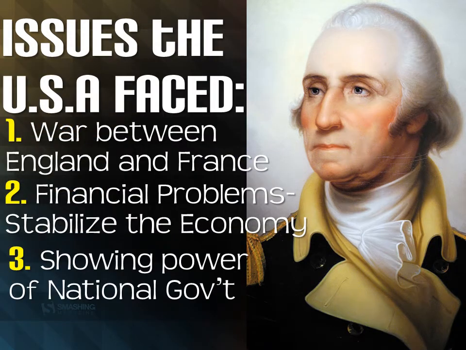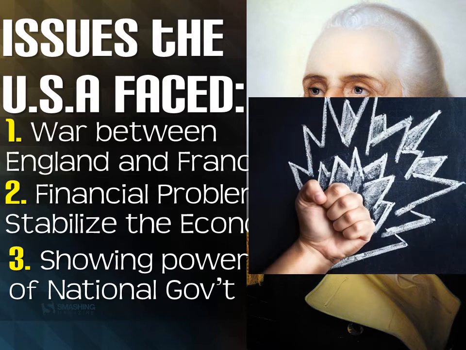The third big issue was showing the power of the national government. Because remember, in the Articles of Confederation, the national government was not that powerful. And so George Washington had to show, okay, now that we have the Constitution, our national government is a lot more powerful, and you have to listen to the national government now. It is the boss of the country, and it runs the country. So those are the big issues that George Washington faced as being the very first president.